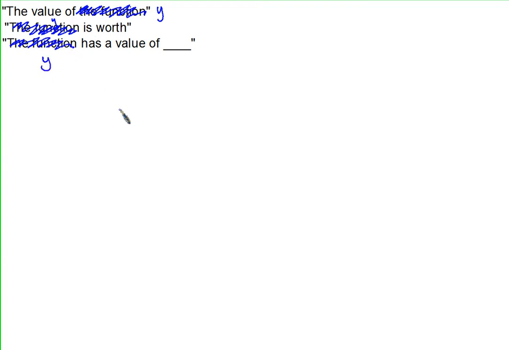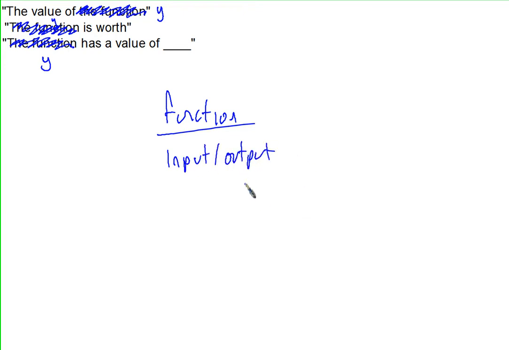Okay, when you hear the function, when you think about it, what is a function? We've talked about this a lot of times. Function is just input, output. The entire meaning of life for a function is to take input and turn it into output.